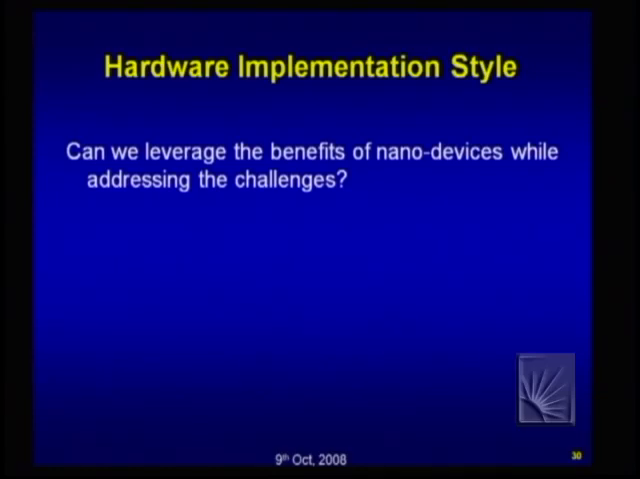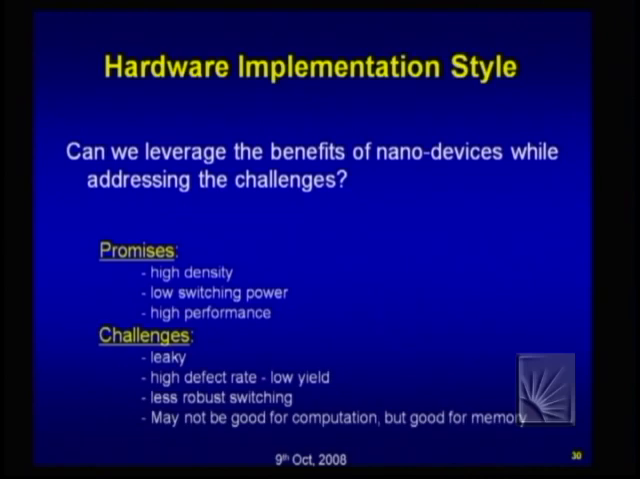So, that is about the algorithm. As I mentioned, this algorithm has to be amenable for hardware implementation, and the algorithm we have developed is amenable for hardware implementation. We have done some preliminary analysis. Now, let us see what kind of techniques we can explore for implementing this particular algorithm. The question is: can we leverage the benefits of nano devices while addressing the challenges?